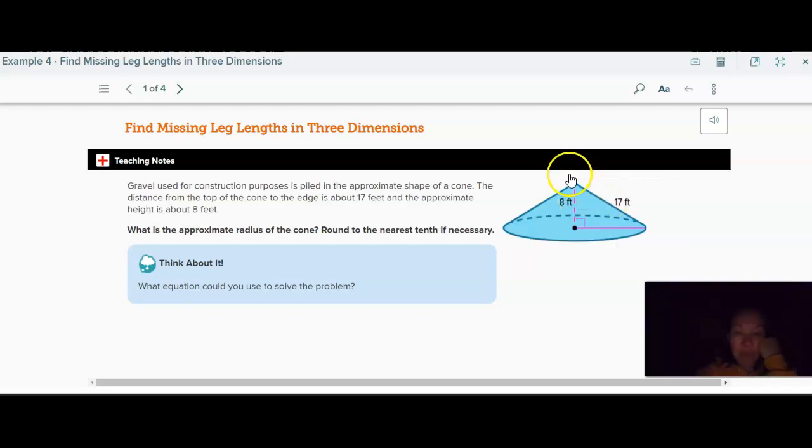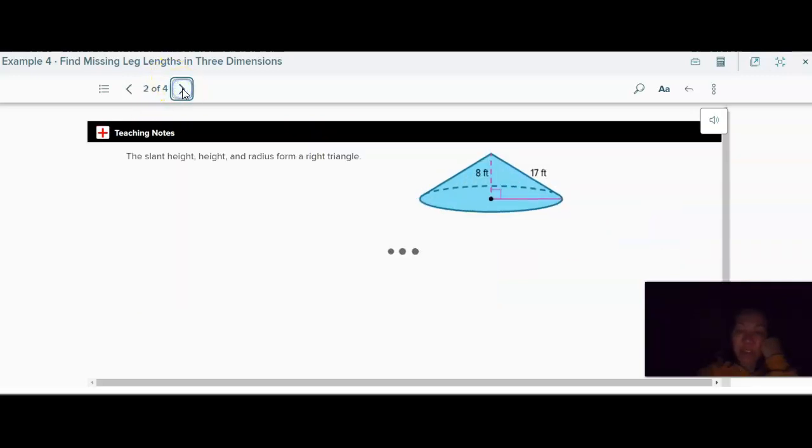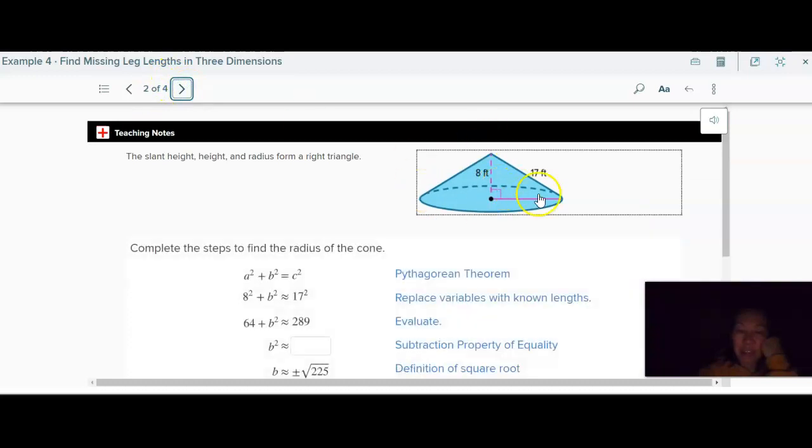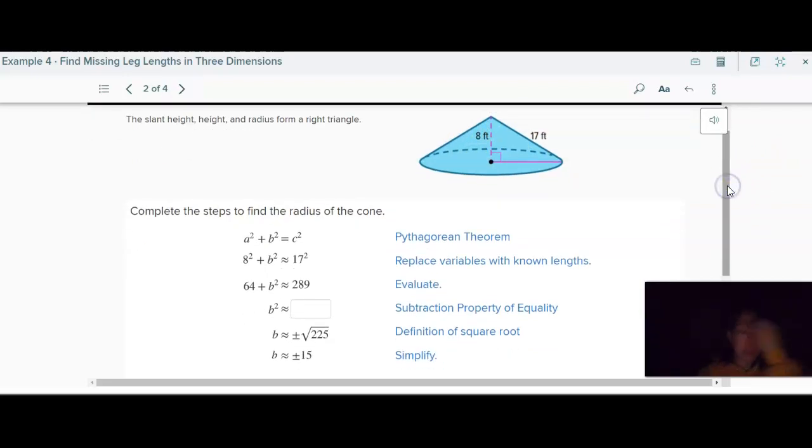So the side of the cone, the slant height, is 17, and the height of the cone is 8, and we want to find the radius of the cone. The only thing you have to do is see it in 3 dimensions. Otherwise, the formula is the same, whether it's a 3-dimensional right triangle or 2-dimensional. So a squared plus b squared equals c squared. 8 squared plus, we'll call this b squared, equals 17 squared.